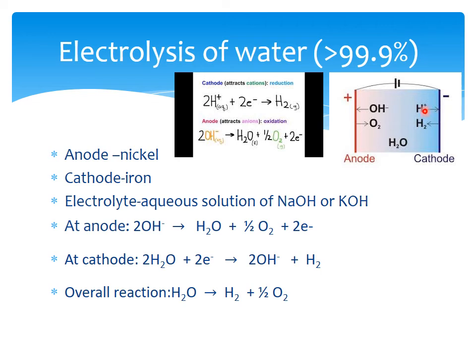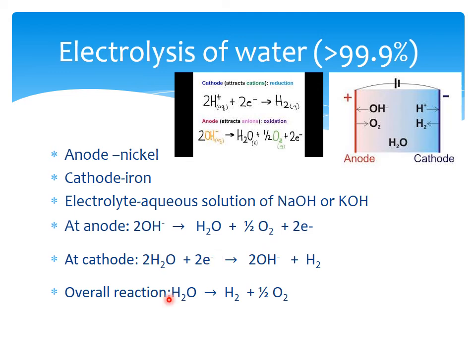So at the cathode H plus is attracted. This H plus gains these 2 electrons. The 2 electrons lost by the anode will be gained by 2H plus and get converted into H2. So H2 gas will be liberated at the cathode.